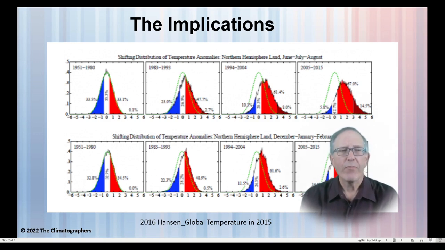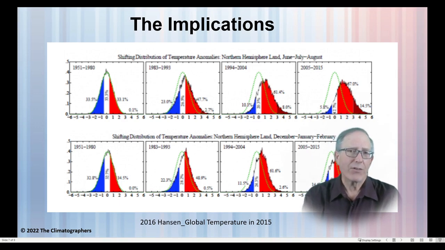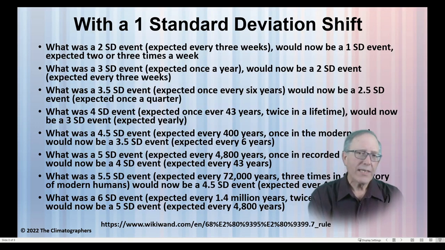So there's plenty of evidence out there that these distributions are changing, but what's probably a bit counterintuitive is how significant a relatively small change in the standard deviation can make. And that's why I've included this slide. And again, these are based on normal distributions, so you can't literally apply them to the same data sets. But to give you a sense of the impact of a 1 standard deviation shift, if you go from a 6 standard deviation event that you would expect to happen every 1.4 million years, twice in human history, that would now turn into a 5 standard deviation event, which you would expect every 4,800 years.